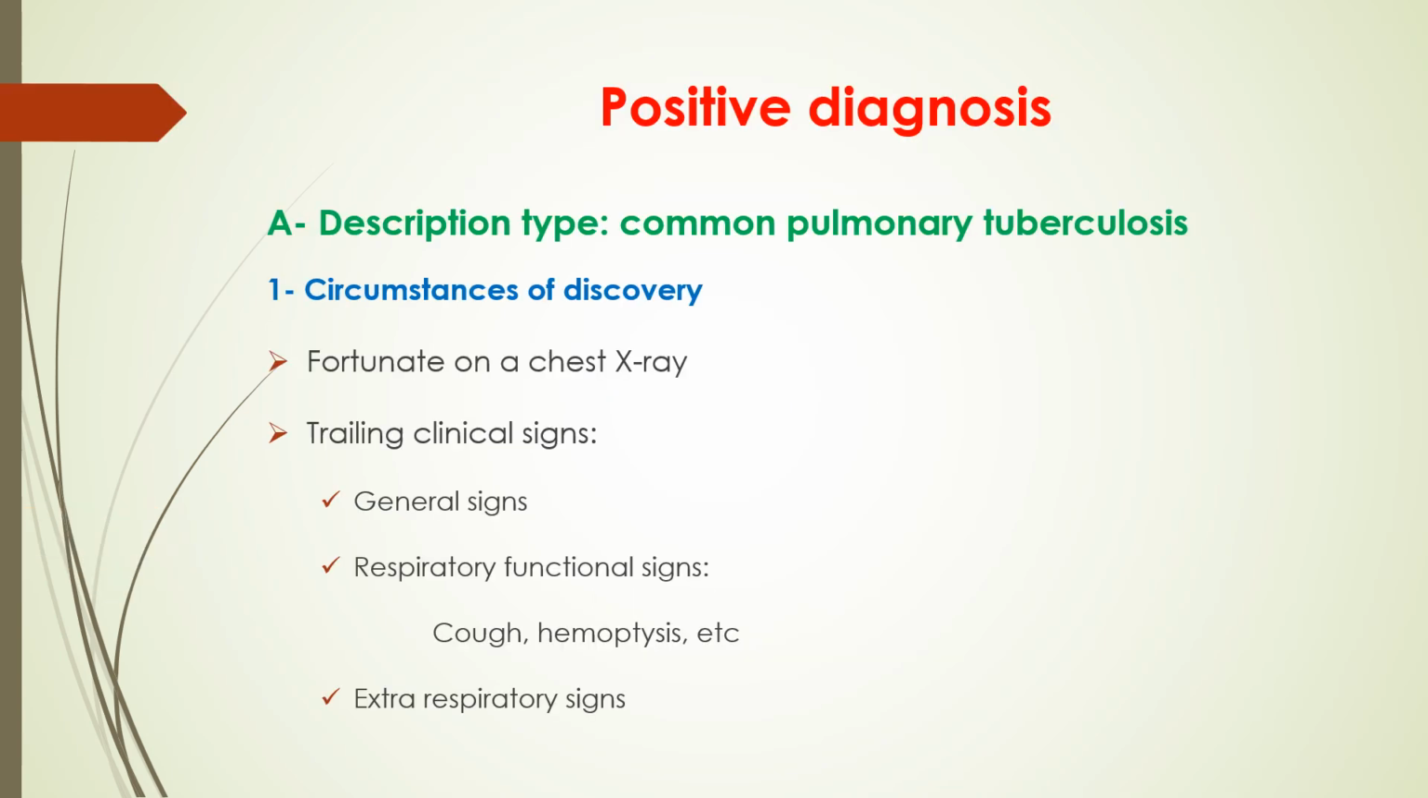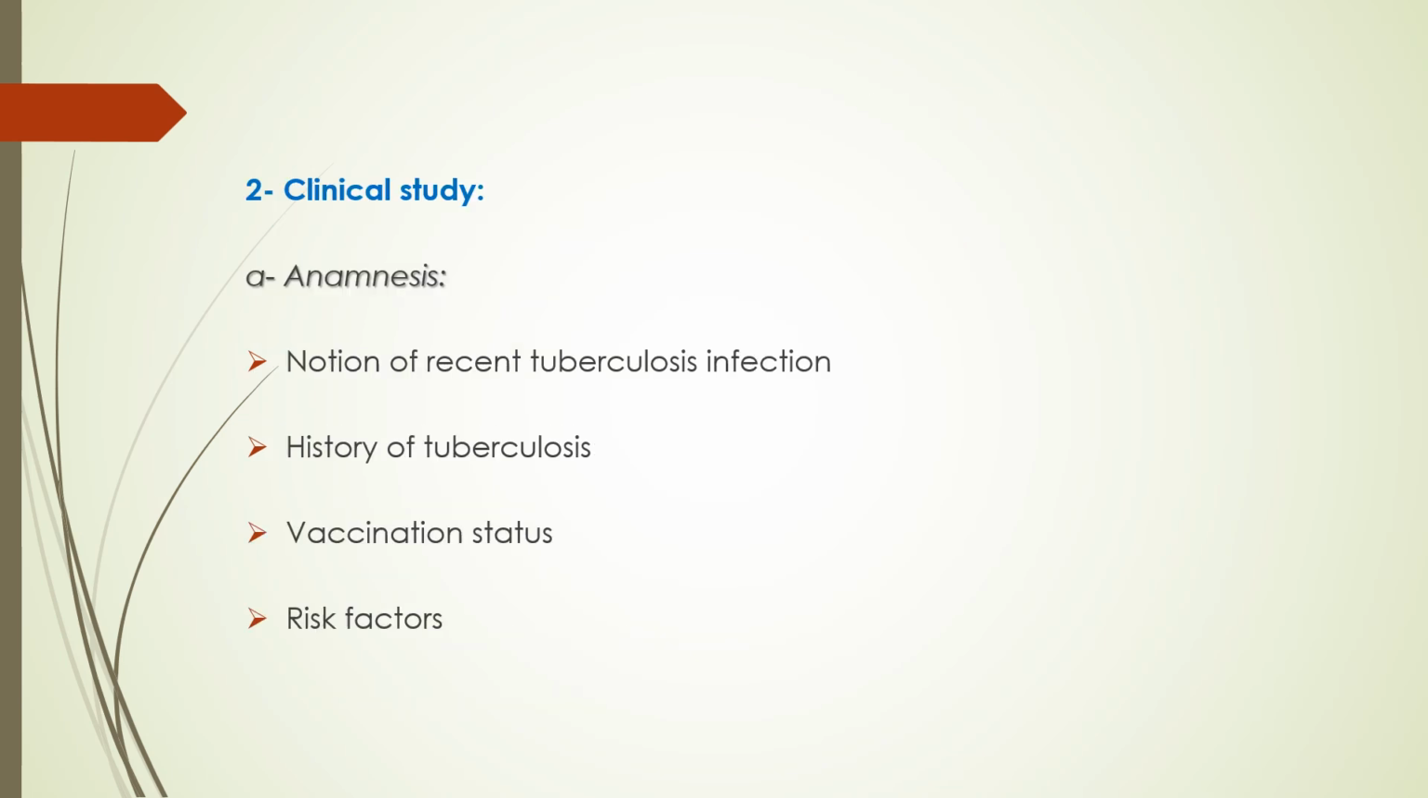So, how about the positive diagnosis? First, we are going to talk about common pulmonary tuberculosis. What are the circumstances of discovery? It could be a chest X-ray done for another reason, even if the patient is asymptomatic, or a patient who is presenting trailing clinical signs.